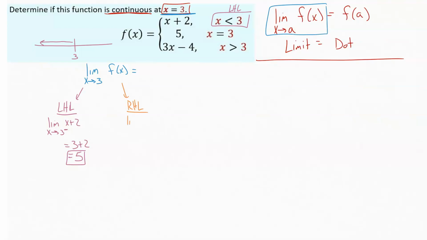Coming back to that same equation, you'd say limit as x approaches 3 from the right. Things to the right of 3 would be the things that are greater than 3. So for the right-hand limit portion of this, we would want to use the x is greater than 3 piece. That would tell us that we want to use 3x minus 4. Again, go to option 1, just plug that x value into your equation. I would get 3 times 3 minus 4, which is going to give me 9 minus 4, which is going to equal 5 again.